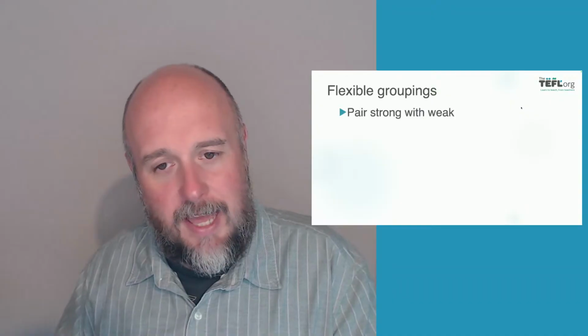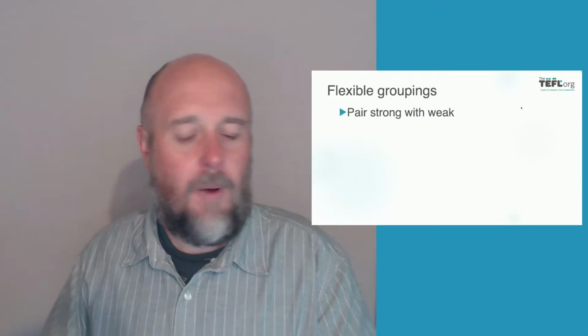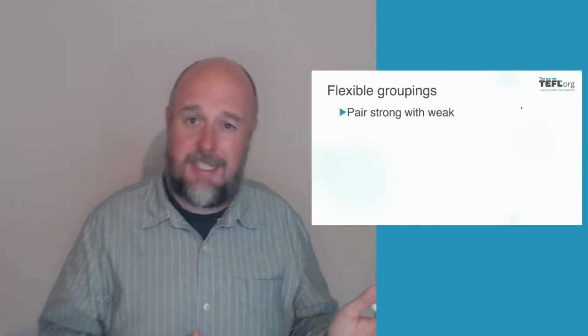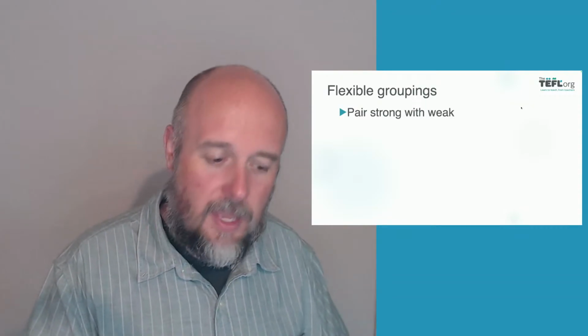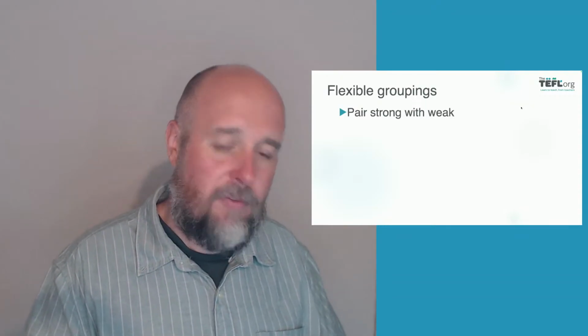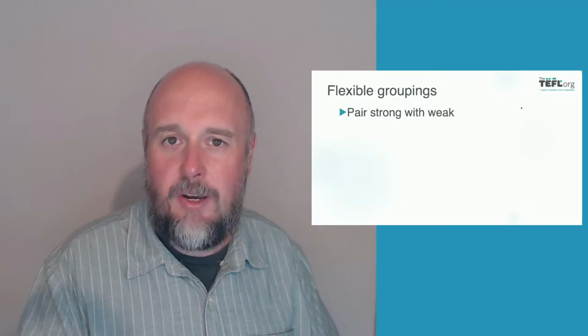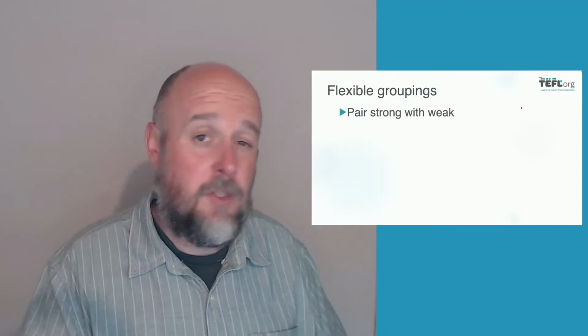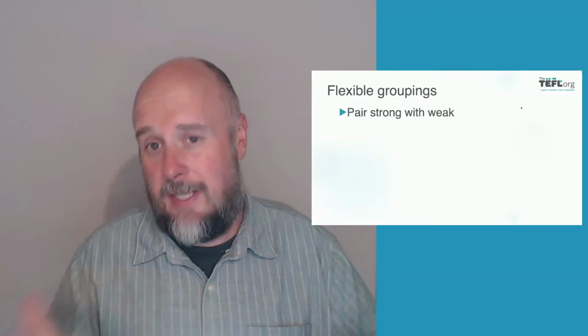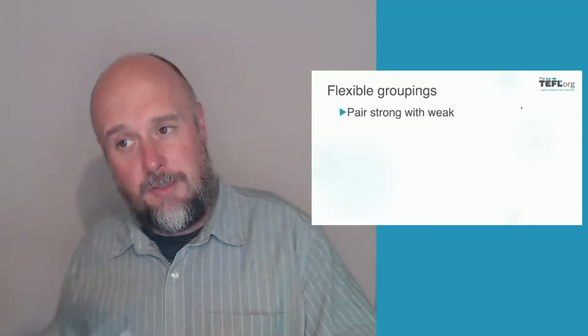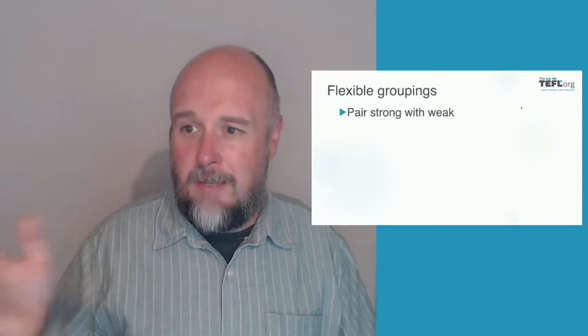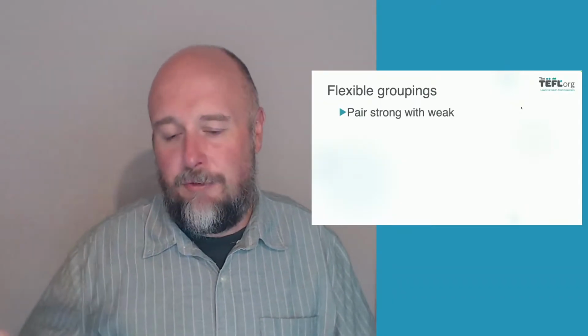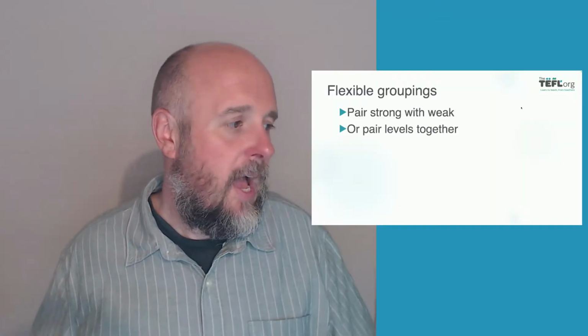Flexible groupings can help as well. So one thing to do, a bit like the peer teaching, is to pair the strong ones with the weak ones. That's definitely something that you can do. With all of these that I'm going to talk about now on this slide, you've got to be a bit careful in that the strong ones might not want to work with the weak ones. They might feel like it's a waste of their time. The weak ones might not want to work with that. But pairing them, trying to get peer teaching, can help.